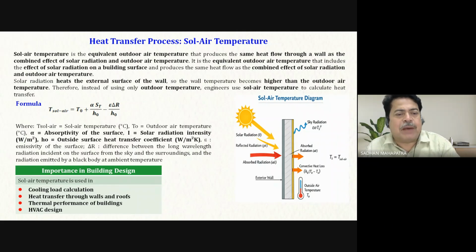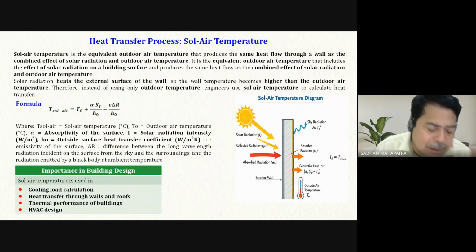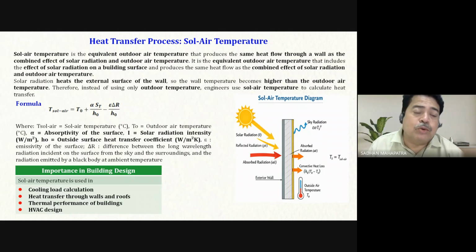Another parameter is minus epsilon delta R by H naught, where epsilon is the emissivity of the surface, and delta R is the difference between the long wavelength radiation incident on the surface from the sky and the surroundings, and the radiation emitted by a black body at ambient temperature. Generally, on a vertical wall, we omit or approximate this term, but when you do the calculation for the roof, say an RCC roof, in that case we need to include this term.